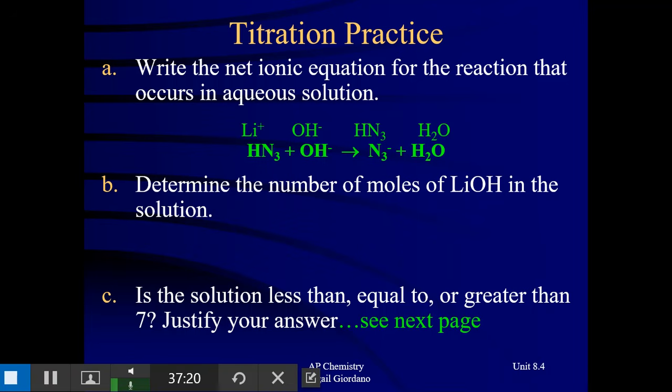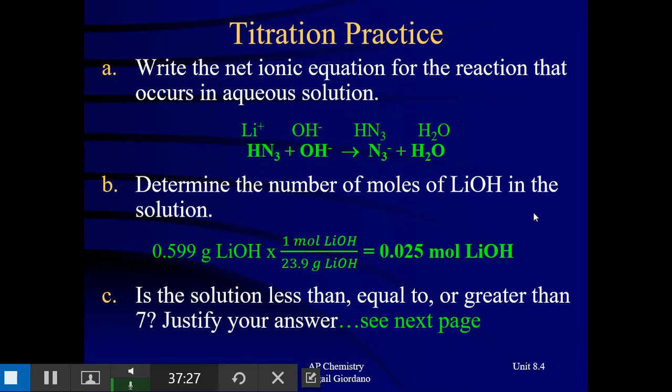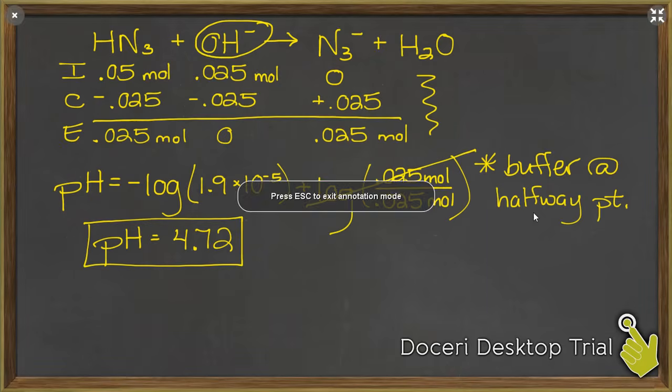Part B said determine the moles of LiOH, and we were given a mass of LiOH. So I just did a little bit of converting here and got 0.025 moles of LiOH. The last part asks: is the solution less than, equal to, or greater than a pH of 7? Justify your answer. And guys, you can always use math to justify your answer. So I'll show you my work written out.